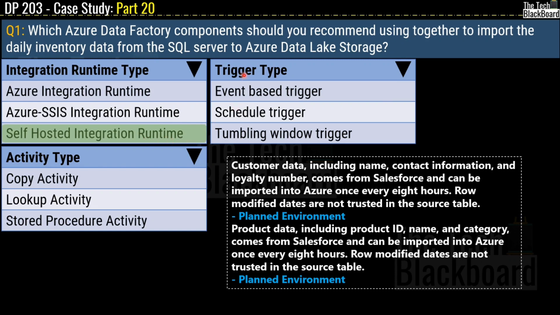Moving on with the trigger type, here we have options as Event-Based Trigger. The second option is Schedule Trigger. And then we have Tumbling Window Trigger. The correct answer for trigger type is Schedule Trigger. Thirdly, we have activity type, and here the options are copy activity, lookup activity, and stored procedure activity. And the correct answer for the activity type is copy activity.